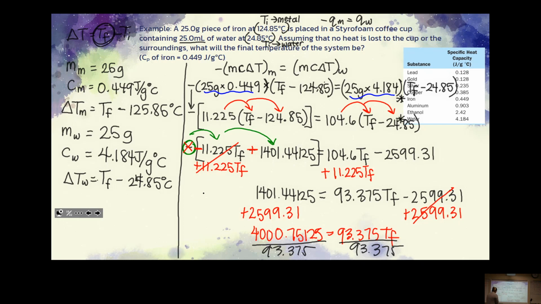93.375. And then I'm going to find some space somewhere. I'll put it over here. To get our final temperature. We got 42.846 degrees Celsius. And of course, please double check my math, right? If that doesn't seem right based off what you got, just let me know. I may have just made a calculation error on my part.